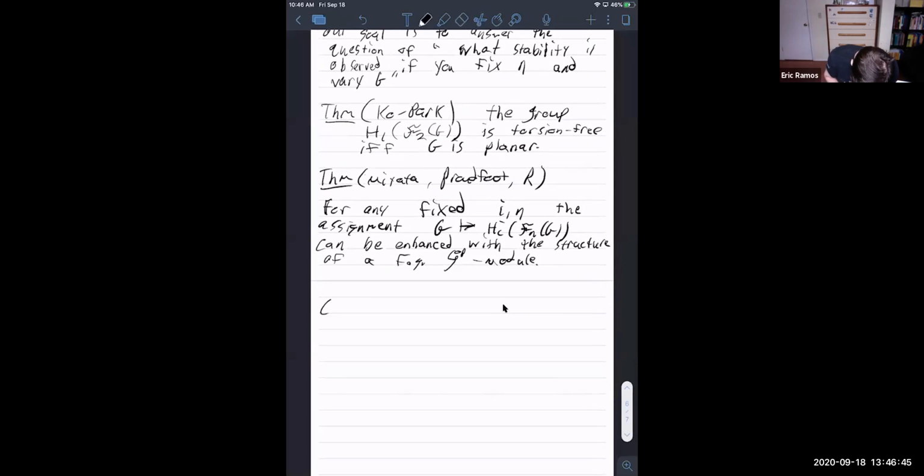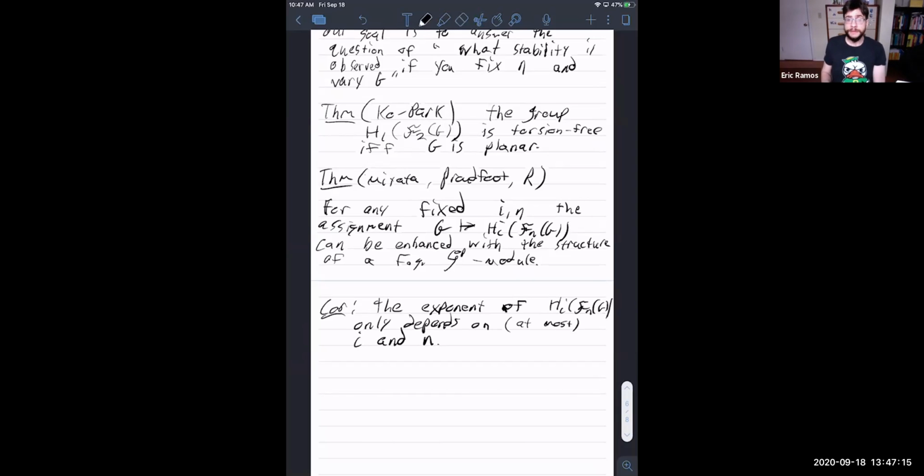So one corollary to this is that, in fact, the exponent of the homology group here only depends on, let me say at most, I. And so at worst, if you look at all of these homology groups, the exponent is going to depend on, at worst, I and N.